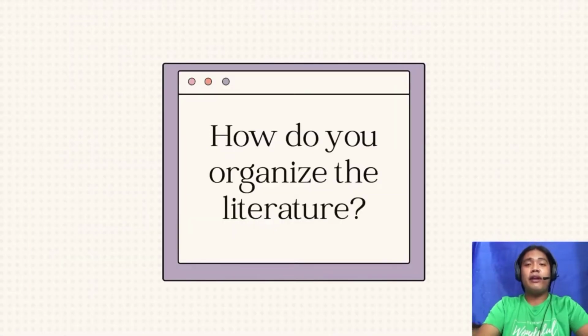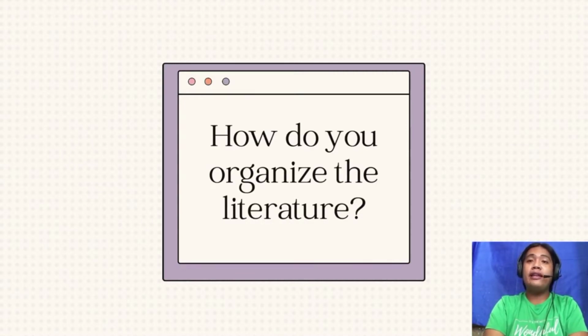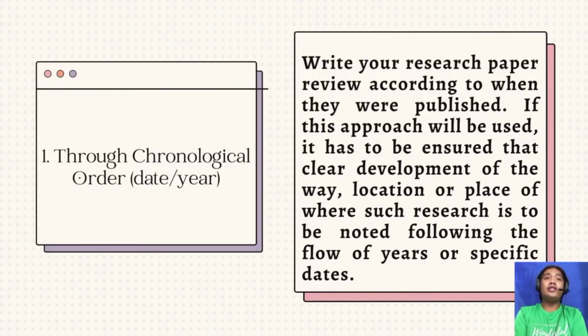Now that we have learned where to find the contents of our related literature, we will know how we are going to organize these contents to form a good review of related literature. First is through chronological order by date or year.